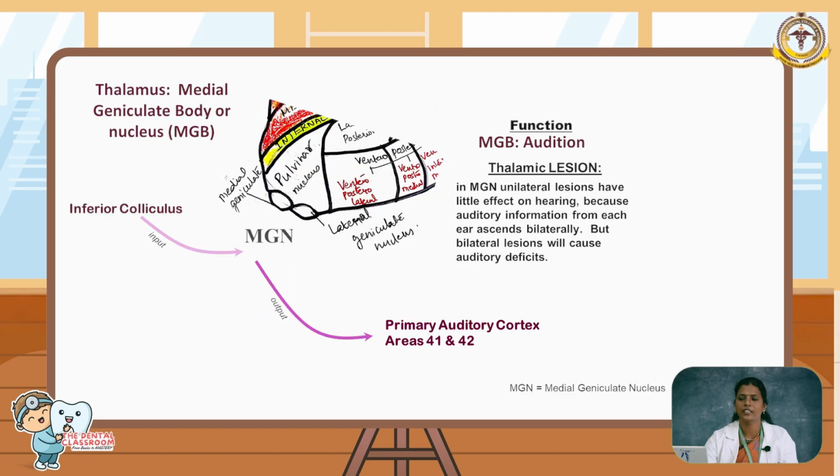Next is the medial geniculate body, again located next to the lateral geniculate body. It is involved in the auditory system. It receives impulses from the auditory nerves, especially the inferior colliculus, and gives output to the primary auditory cortex, areas number 41 and 42. A lesion in the medial geniculate body leads to effects in hearing. The auditory information from it affects both ears because it ascends bilaterally.